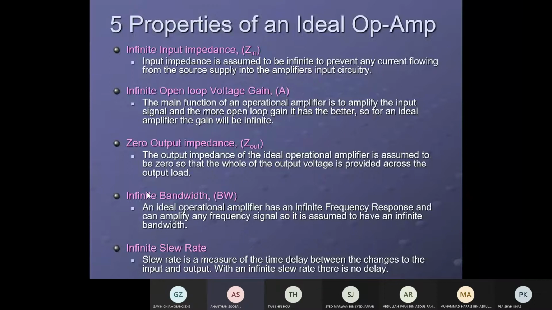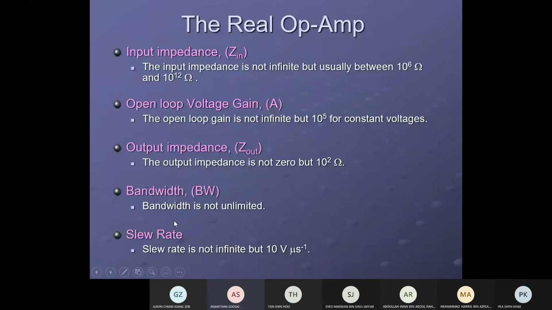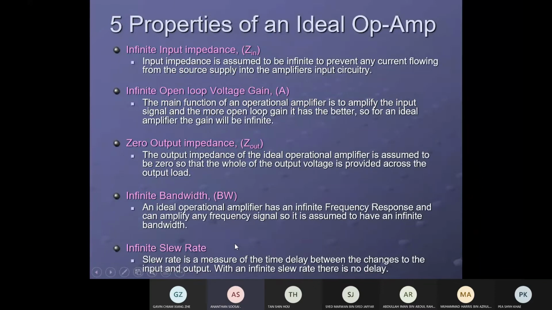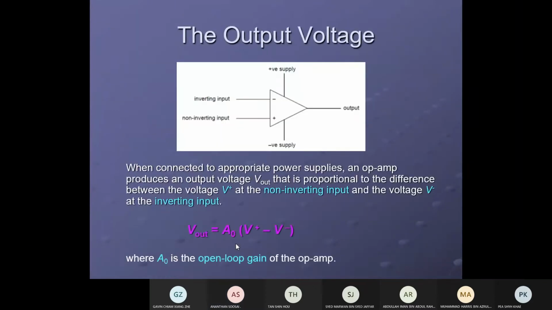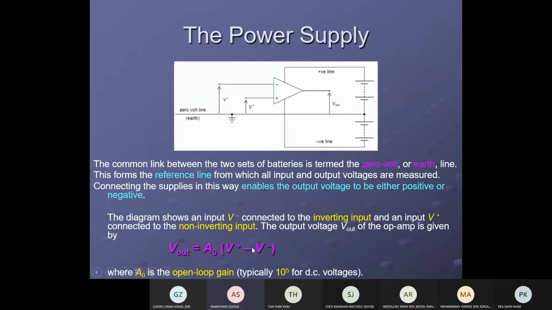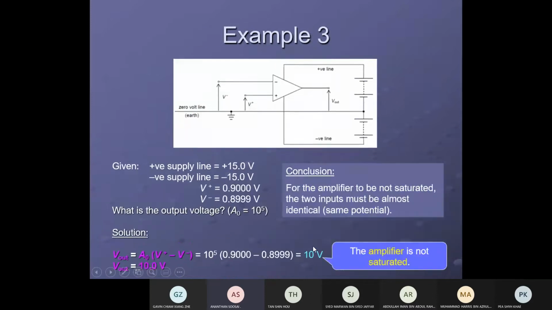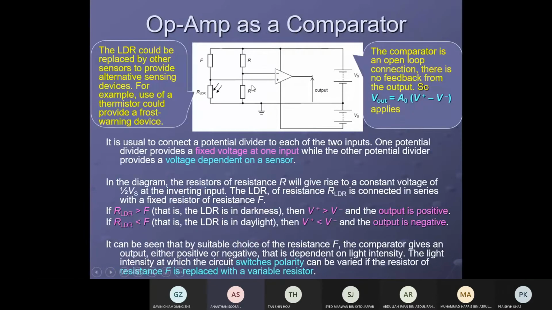If it is said gain is 50, it always keeps gain 50, with bandwidth infinite. Then slew rate: no delay in the processing. So this is the formula it follows. That day we followed up to here. We talked about the LDR, and how the LDR can switch on the street light.